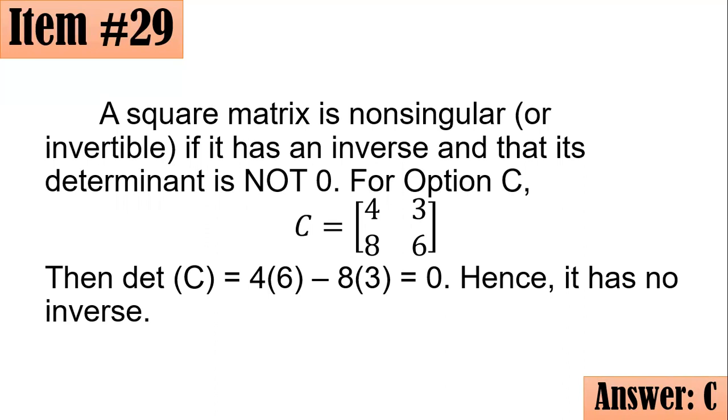Also, another way of spotting if the determinant is 0 is you could see that if you have the first row, if you multiply it by 2, it will become 8, 6. So if you could multiply any row by a constant and that will be equal to another row, I'm sure the determinant will be 0. Also, if you could perform row operations resulting in a 0 column or 0 row, then that's another indication that it has no inverse.